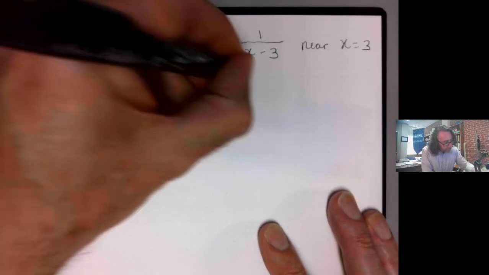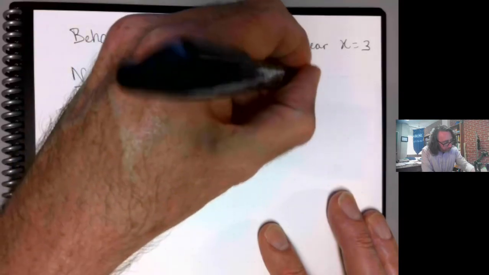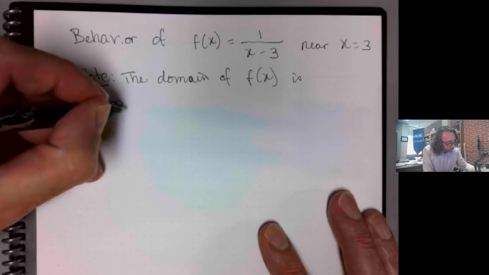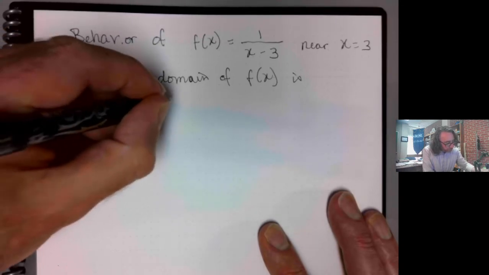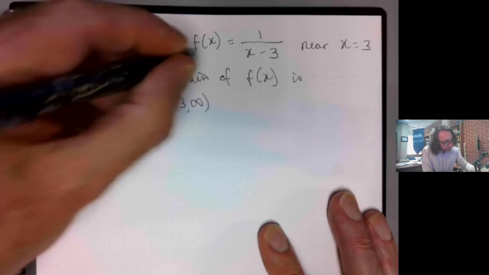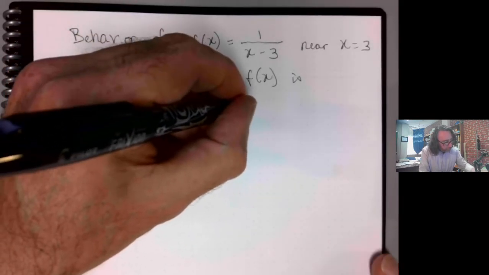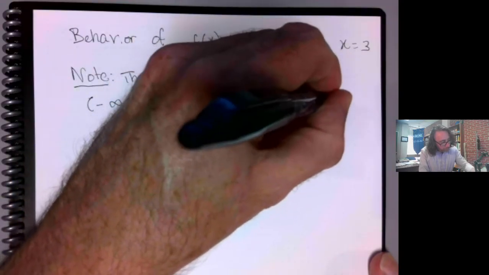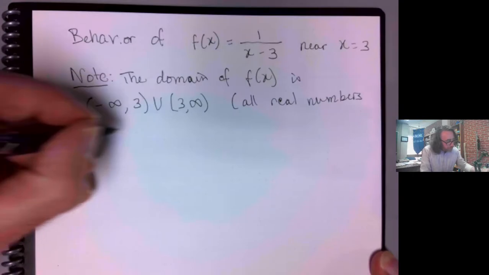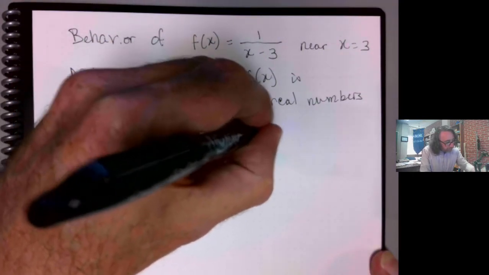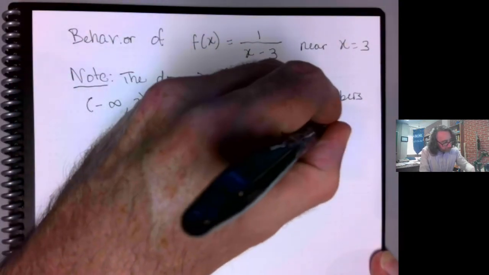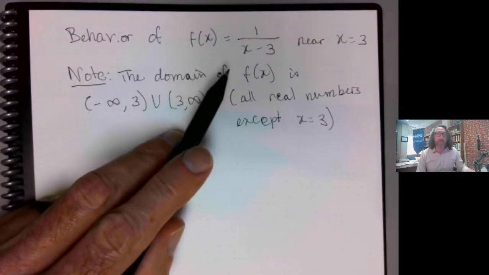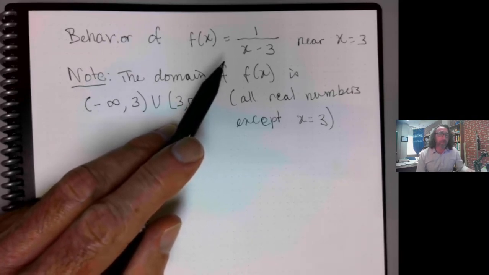The domain of this function f of x is this set right here. It's negative infinity to 3 union with 3 to infinity. In other words, it's all real numbers except x equals 3. So this function has a value of x that is excluded from the domain.